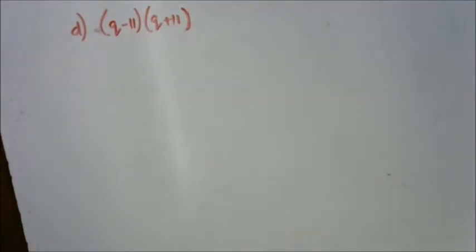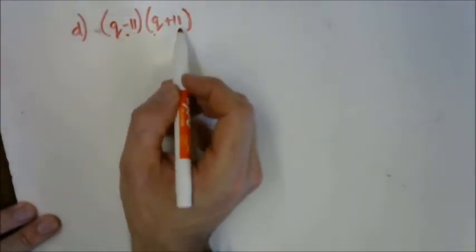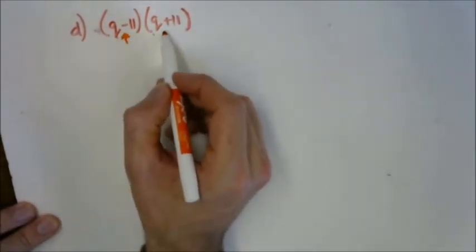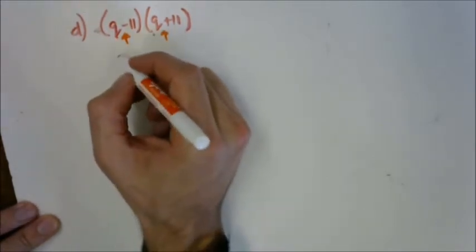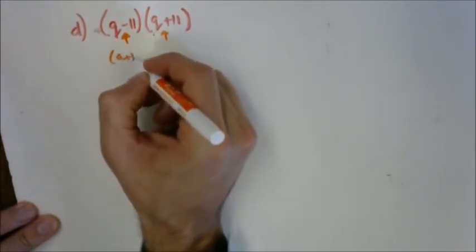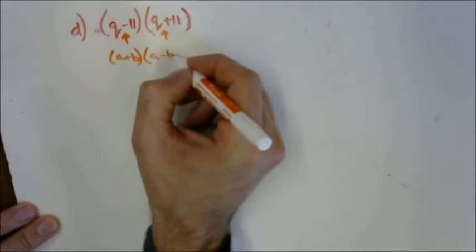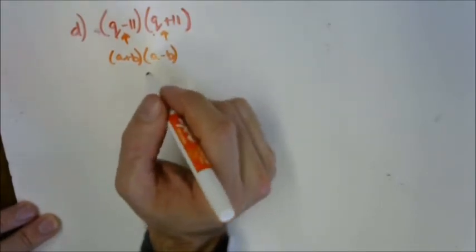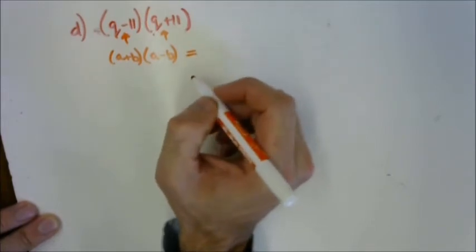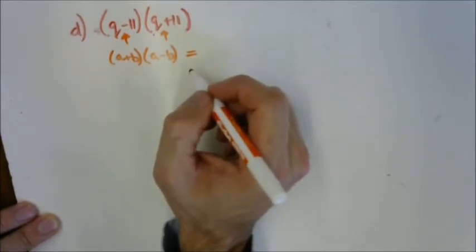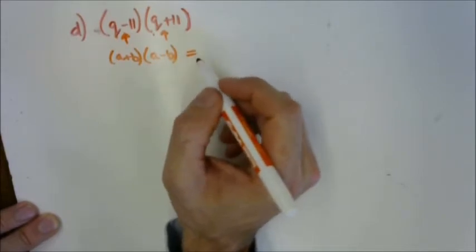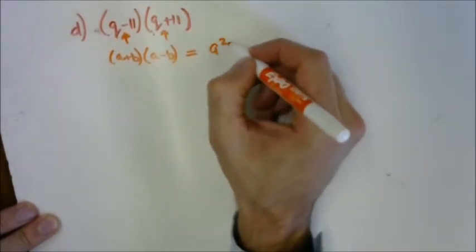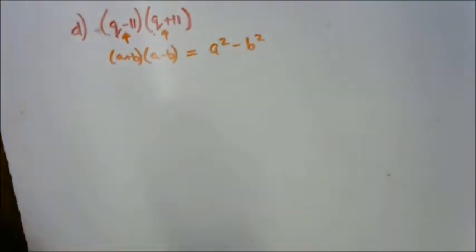We have both. Okay, so we have A and B. They're the same: q and q, 11 and 11. And then we have both subtraction and addition. Do we have a pattern for that? (a + b) times (a − b). The product of a sum and a difference. What does the product of a sum and difference equal? A difference of squares. So this is going to be a squared minus b squared.